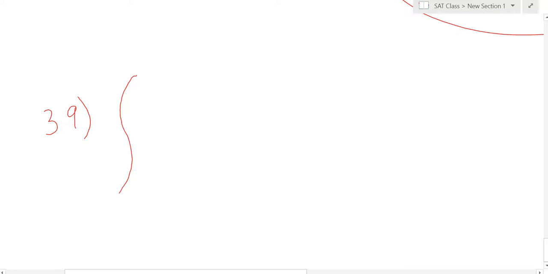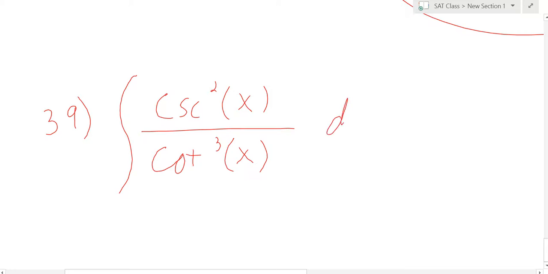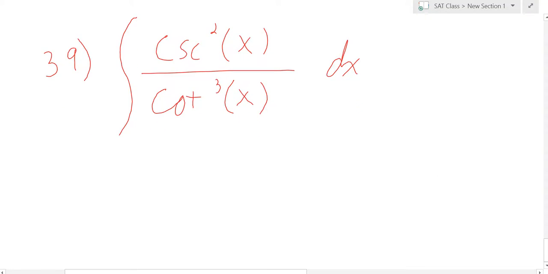I know, trig is your favorite thing in the world. Cosecant squared x over cotan cubed x dx. And this is something we talked about yesterday.